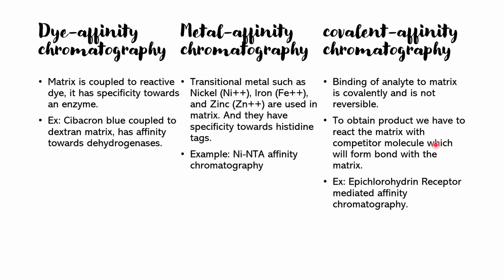I hope you understood the video, although this is a much informative video, but this is according to the concept. Okay, I'll cover a bit of the metal affinity chromatography. Metal affinity chromatography is simple. Transition metals such as nickel, iron or zinc are used in the matrix, and they have a specificity toward histidine. A very simple example is nickel affinity chromatography. In many labs all over the world, this chromatography is used to separate our biomolecule of interest.